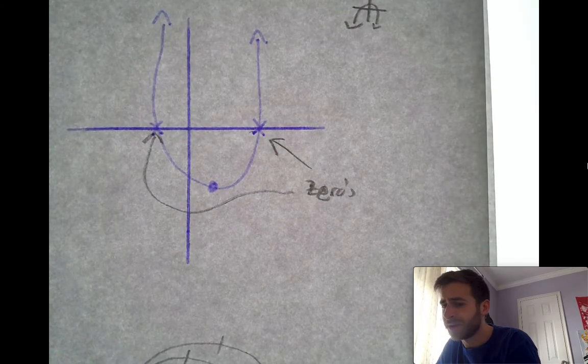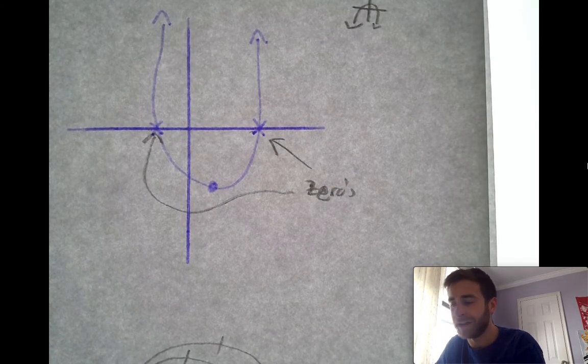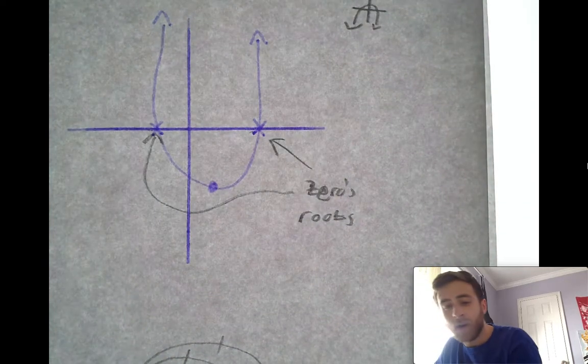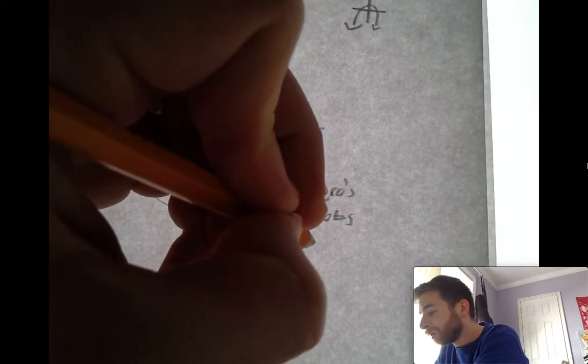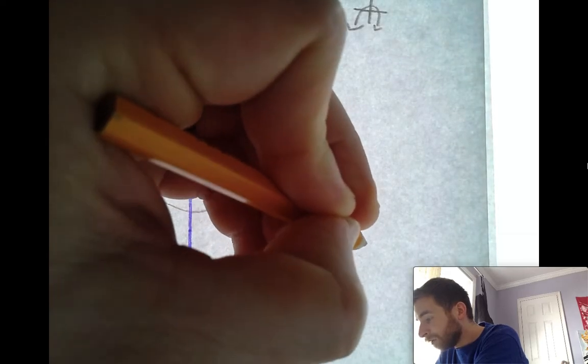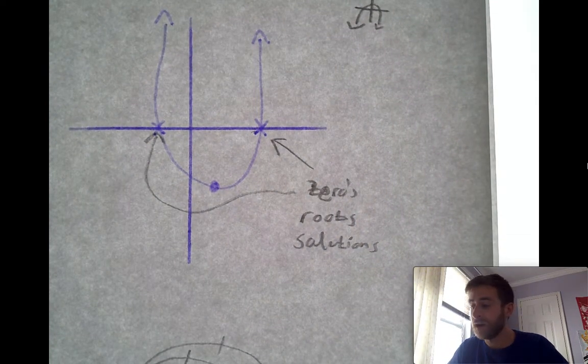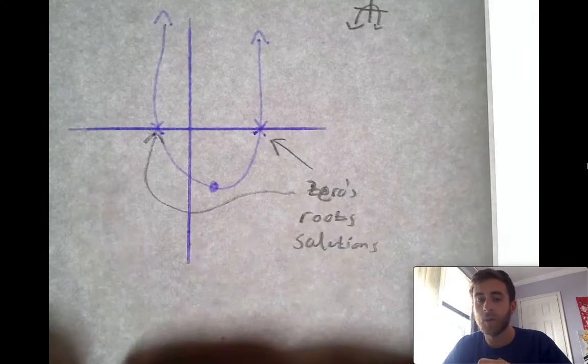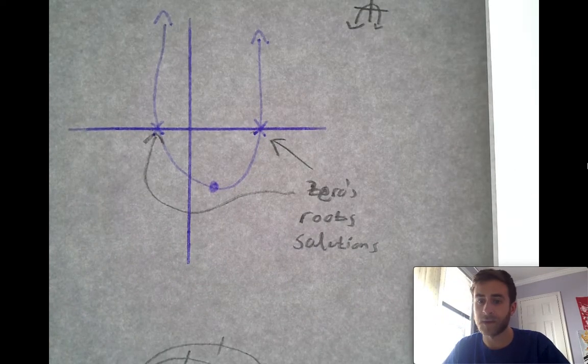Oh man, I'm so sorry about that. My handwriting's always bad, right? You already knew that. Zeros, roots, and often we'll also call them the solutions to your quadratic. So if they ever talk about zeros or roots or solutions, wherever it hits the x-axis, that's what those are.